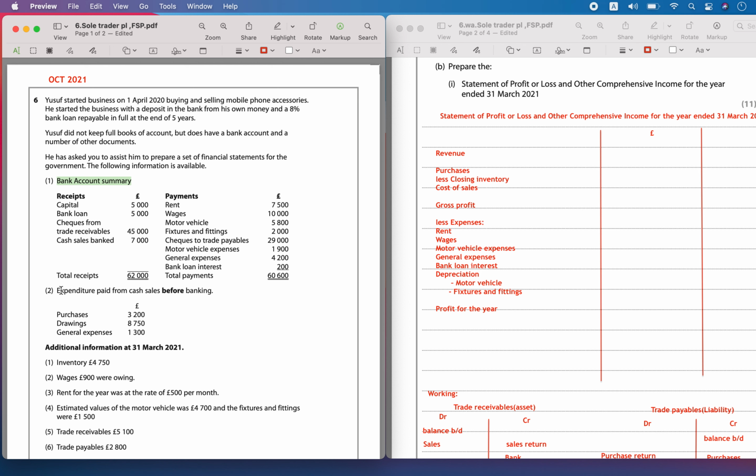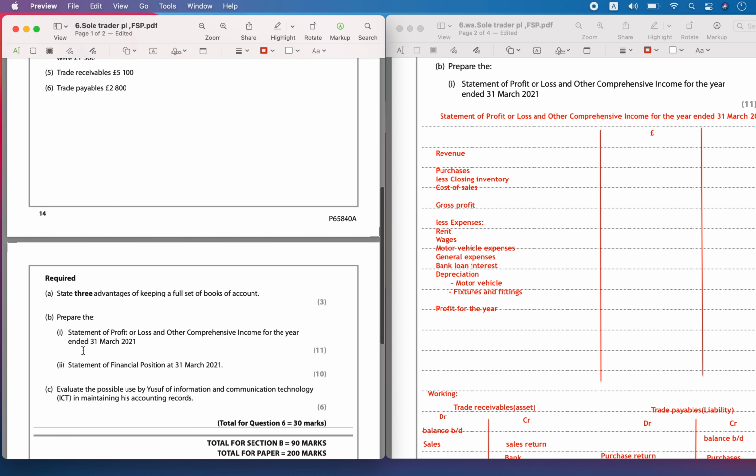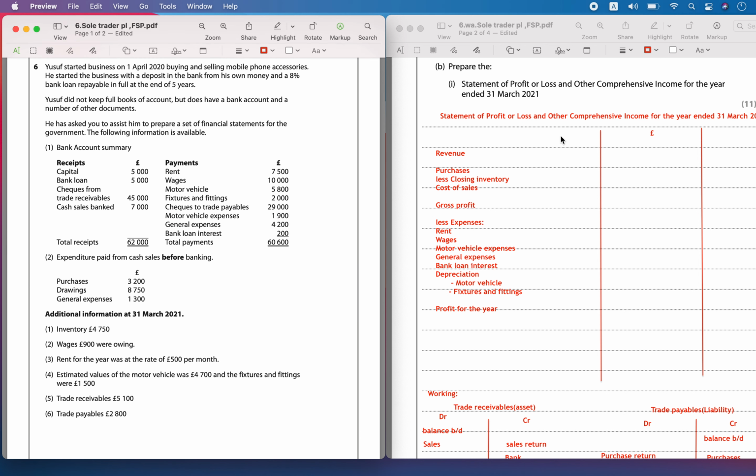So they have given bank information summary, and then some cash from the sales was spent to pay off some of the expenses, and then additional information is given. So from this we are supposed to calculate part B1, statement of profit and loss and other comprehensive income for the year ended 31st March 2021.